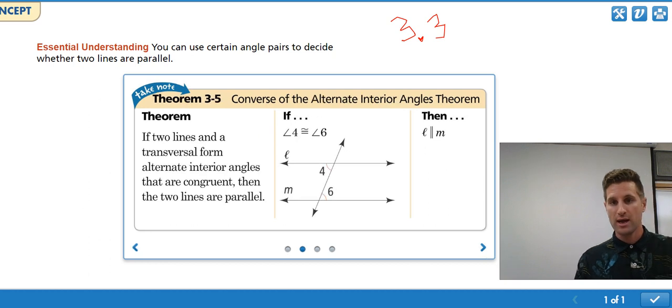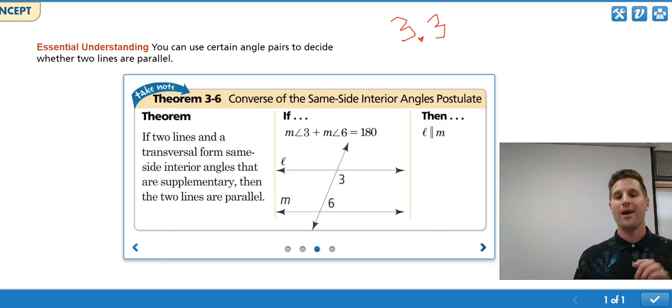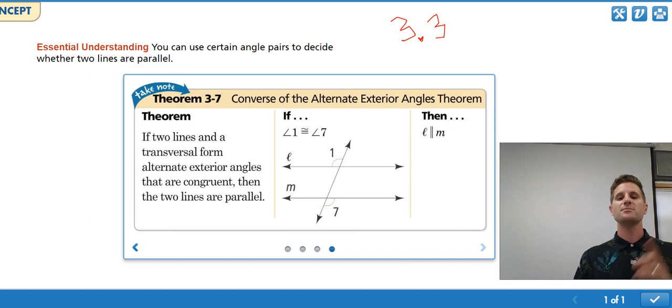So if we have congruent alternate interior angles, then we have parallel lines. So that means L and M must be parallel. So if they're congruent, then we have parallel. Write that one down. Pause, write it down. And you have the converse of the same side interior. So if these add to 180, then we have parallel lines. And last but not least, pause, write this one down. And the last one is the alternate exterior angles theorem.